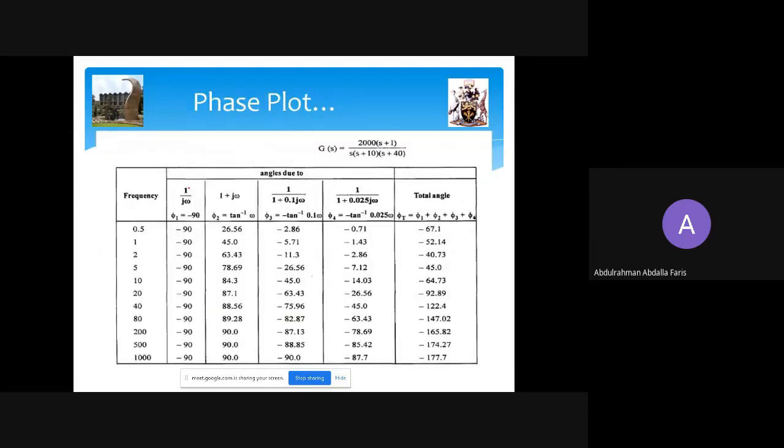So the first contribution is 1 over j omega. This is just constant. We know 1 over j is just 90, so we have minus 90, 90, 90, 90 like that. Due to the 0, we know it's tan inverse of the imaginary part over the real part, 1. And since it's a 0, it means this is plus. So all these are plus.